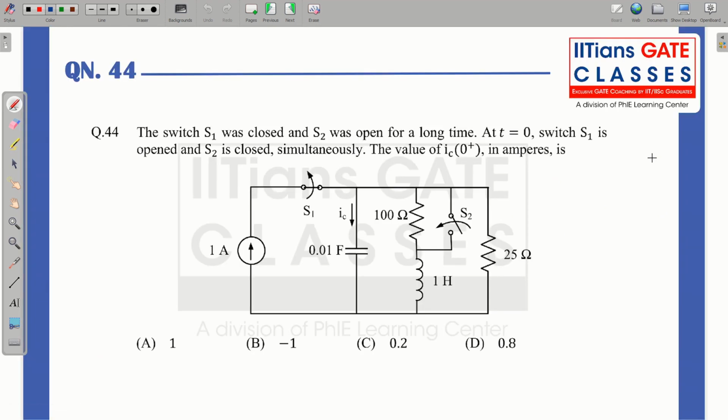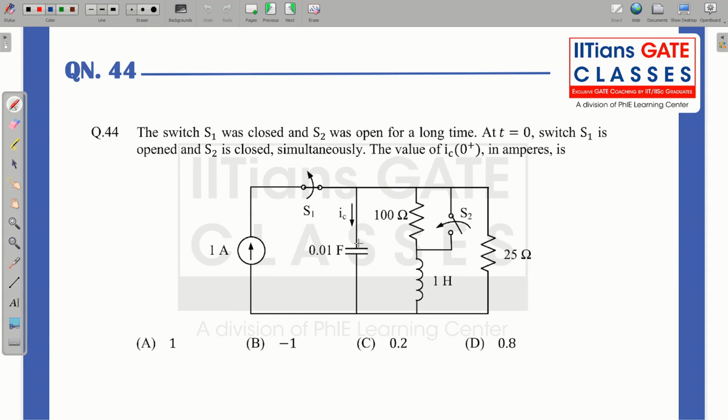So the next question asked over here is: the switch S1 was closed and S2 was open for a long time. At t equal to 0, the switch S1 is opened and S2 is closed simultaneously. Find the value of IC0 plus in ampere. So what is IC0 plus in ampere?